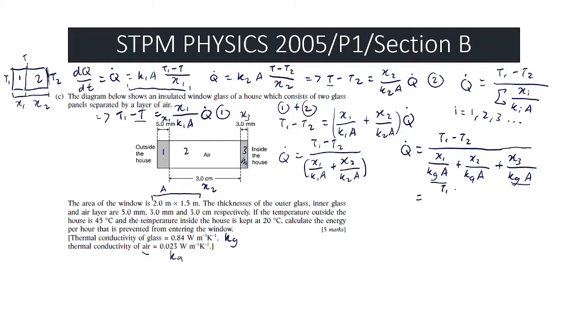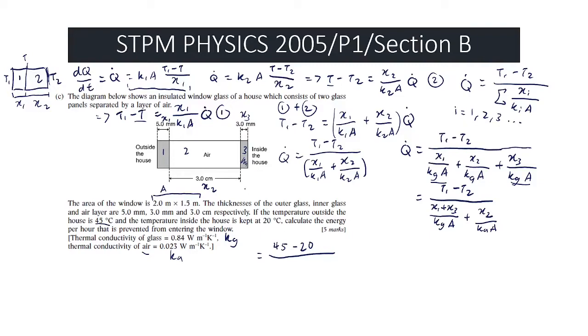So in terms of the equation, we can write x1 plus x3 over kg A plus x2 over ka A. Okay, now we can substitute the values inside. T1 is the outside of the house, which is 45 degrees, and T2 is the inside, which is given by 20 degrees.